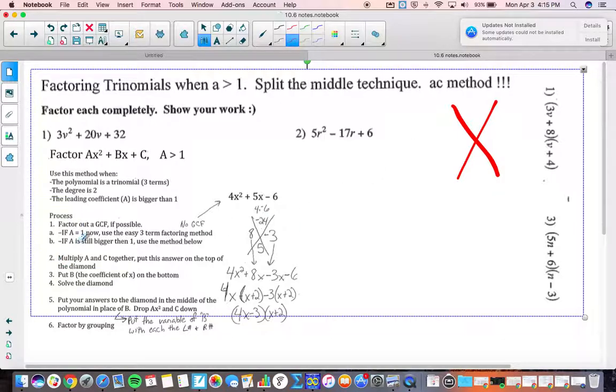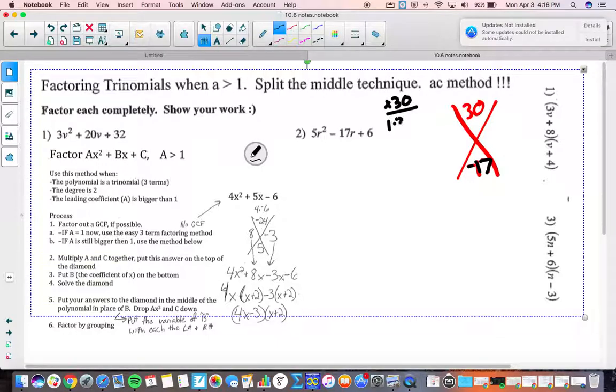since our coefficient of the r squared term in this case is bigger than 1, we can multiply a and c together and put that on the top of our diamond. So 5 times 6 is 30. On the bottom we have negative 17. Now realize here, folks, we're looking for ways to multiply to positive 30 and add to negative 17.